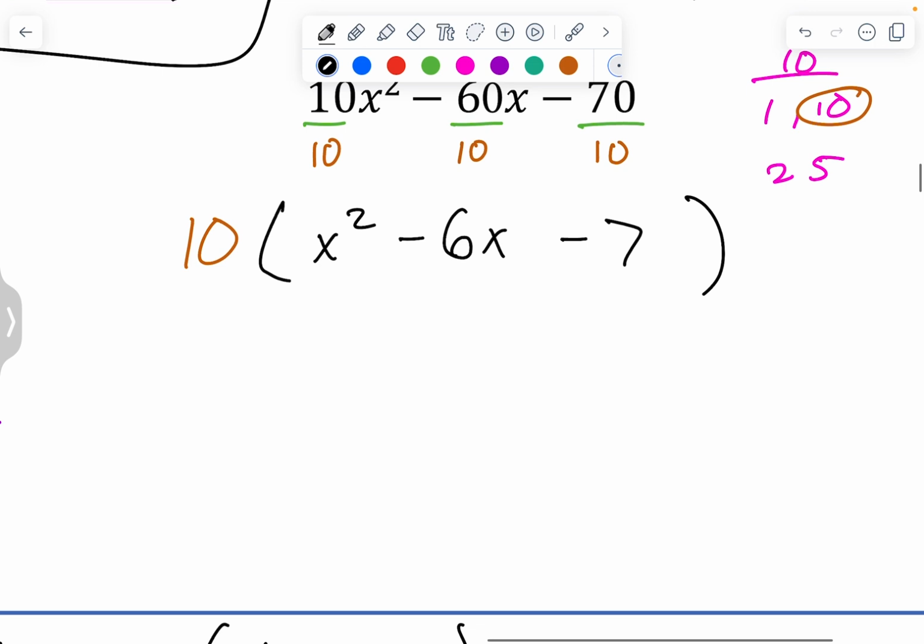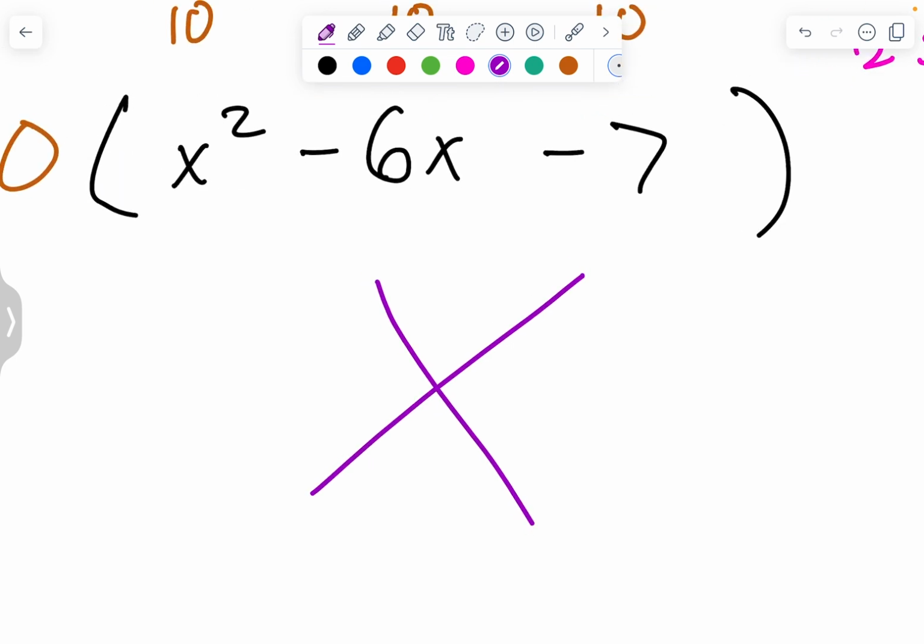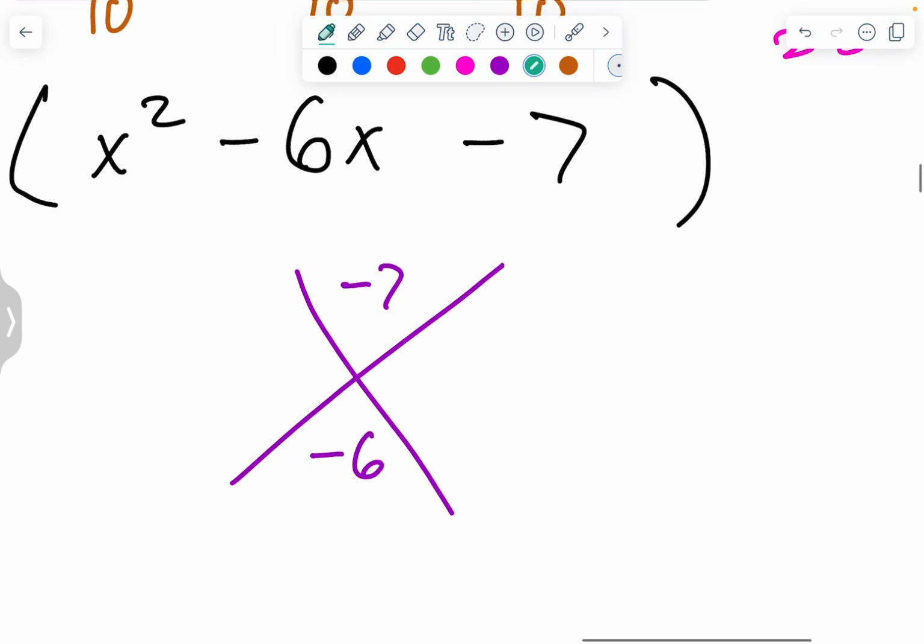So now what's really nice is taking out the greatest common factor. Now there's no number out in front of that x squared. So now we can diamond and go from there. I'm going to be looking for factors of negative 7 that are going to add to negative 6. When I think of factors of 7, it's just 1 and 7. 7's a prime number. I have a negative on the top, so that tells me I'm going to have one of each.